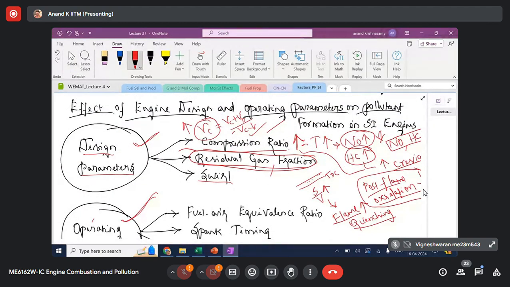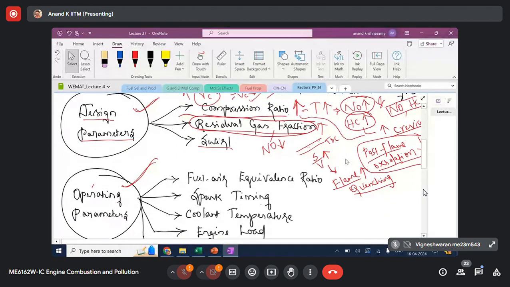Now let us look at what effect it will create on the pollutant. This is what is important to know. When you have higher product of combustion, suppose you increase residual gas fraction, what effect can you expect on the primary pollutant? The NOx will increase or decrease? It will come down, sir. NO will come down. This is one of the NOx control methods, like an internal EGR, exhaust gas recirculation. I will talk more about it as we move on to discuss pollutant control methods.